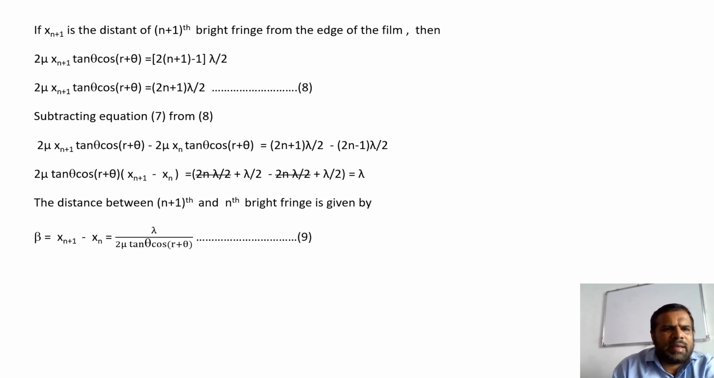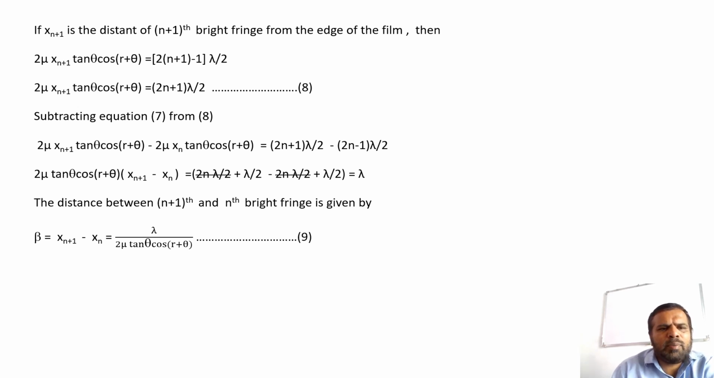If xn plus 1 is the distance of the (n plus 1)th bright fringe from the edge of the film, then 2 mu xn plus 1 tan theta cos of (r plus theta) is equal to (2(n plus 1) minus 1) into lambda divided by 2. So 2 mu xn plus 1 tan theta cos of (r plus theta) is equal to (2n plus 1) into lambda divided by 2. Call this equation number 8.